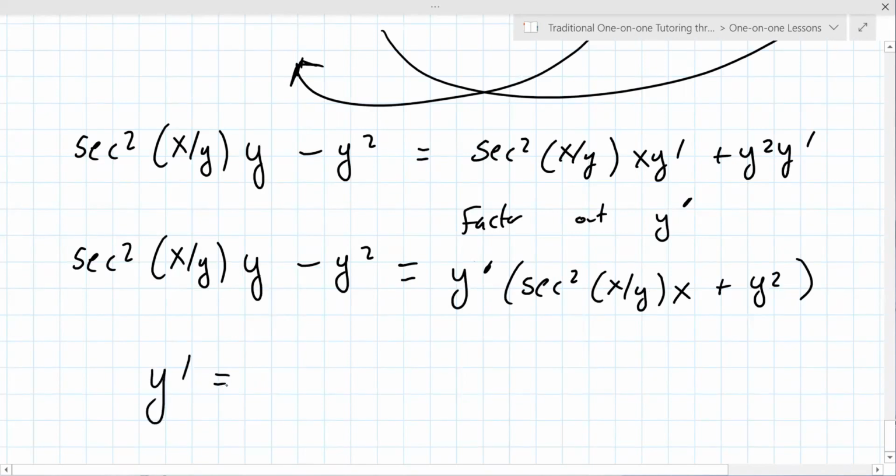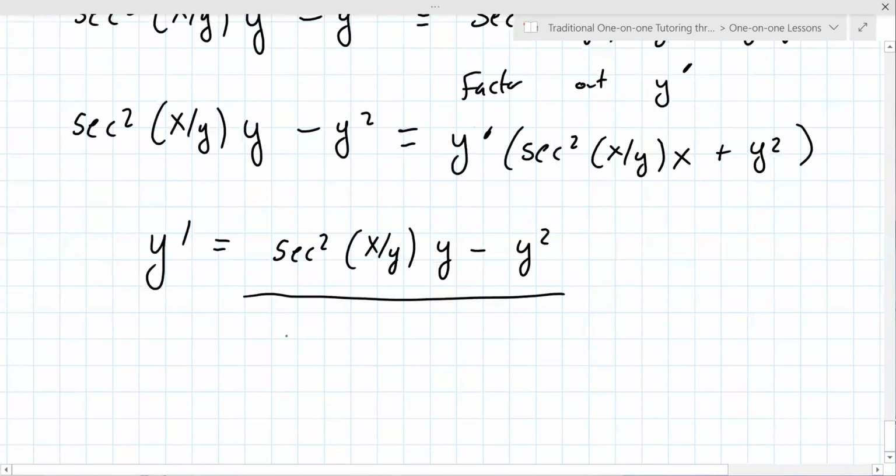So then, divide both sides by this. So y prime equals secant squared x over y times y minus y squared all over secant squared x over y times x plus y squared.